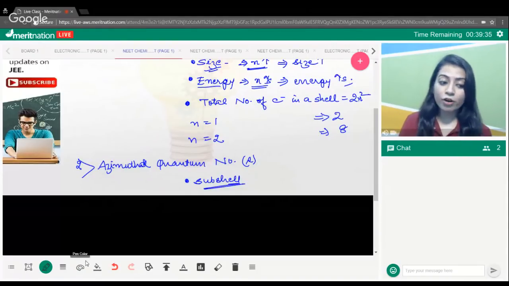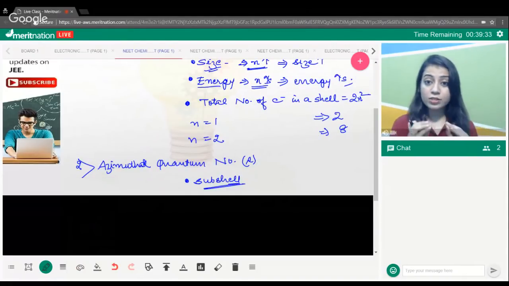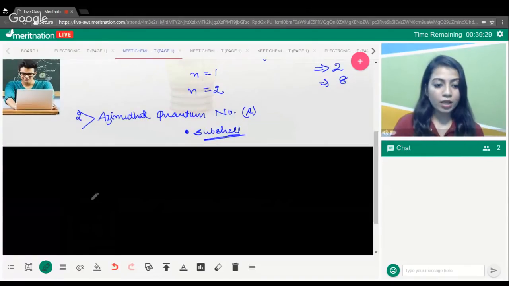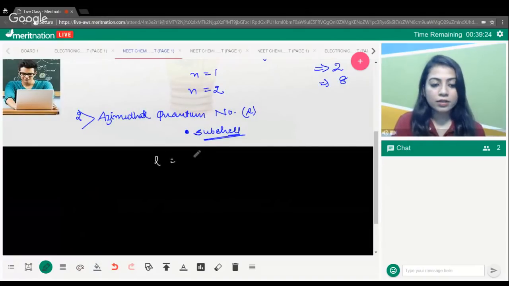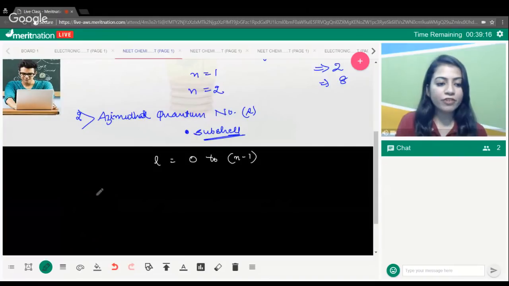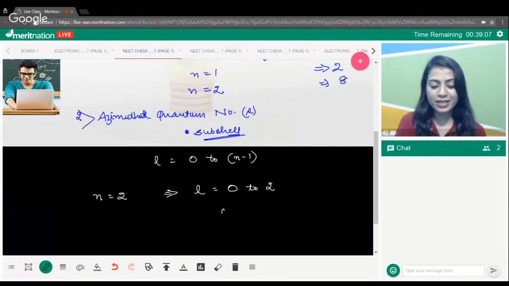What is the value of l now? What the value of l is, is asked in many questions. The l value can lie from 0 to n minus 1. For example, if the value of n is 2, then the value of l can be 0 to 2. That means it can be 0, it can be 1, and it can be 2.